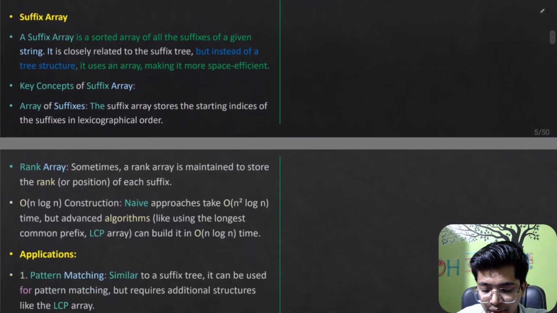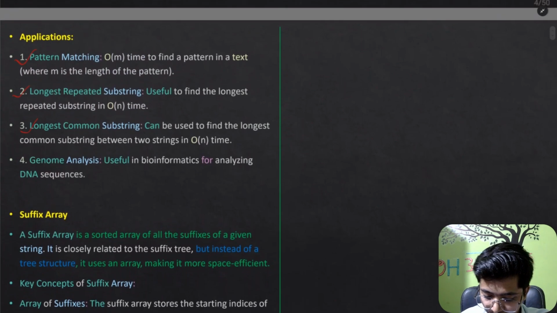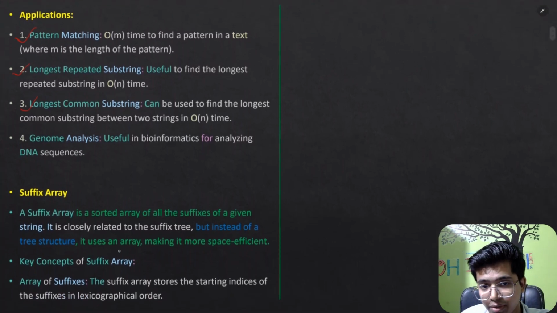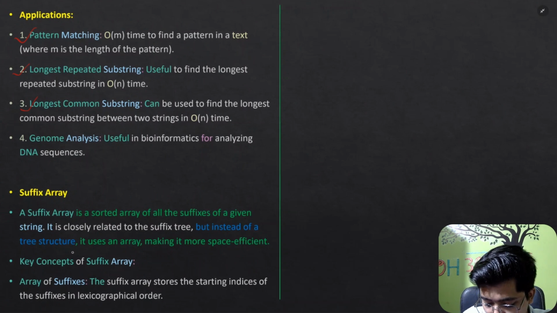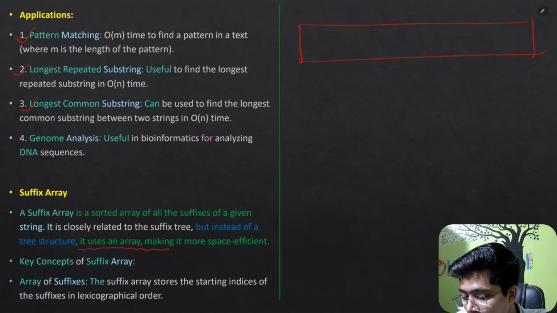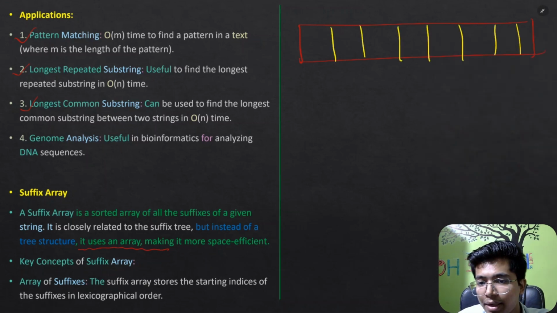There is one more thing, that is the suffix array. So let's understand what the suffix array is. A suffix array is a sorted array of all the suffixes of a given string. It's closely related to the suffix tree, but instead of a tree structure, it uses an array, making it more space efficient. We store all the suffixes one by one in array format, and it is memory efficient, and that's why we utilize the suffix array.